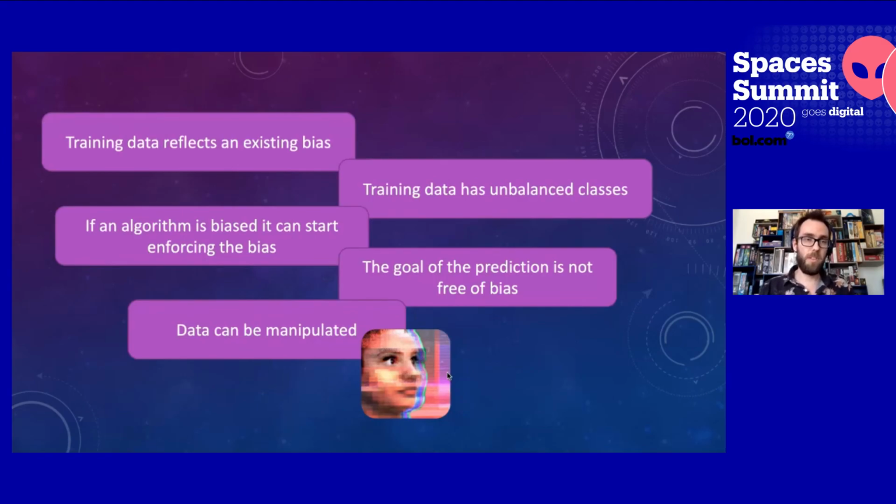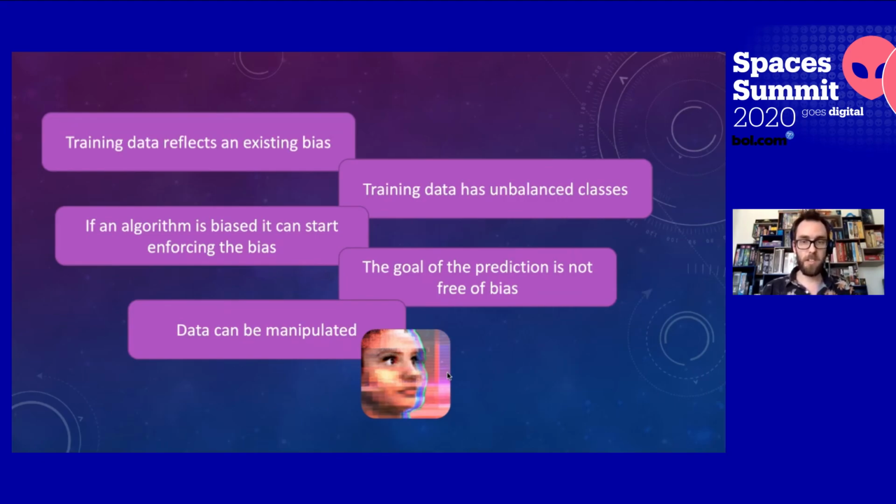So just to recap a little bit, what can go wrong with algorithms? First of all, training data can have an existing bias, which can propagate into the algorithm. The second one is that training data can have unbalanced classes, meaning that the algorithm doesn't see enough data to do its job properly for all of the classes that it should. If an algorithm is biased, it can start enforcing the bias. There are quite a few examples out there of algorithms enforcing bias and making a societal bias worse than it already is, which of course is very problematic.